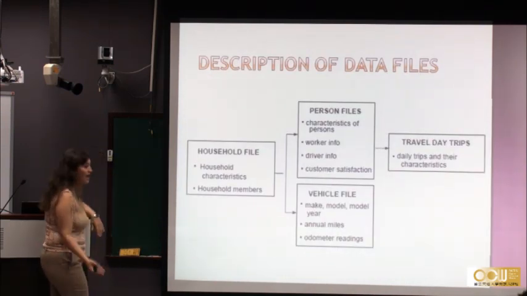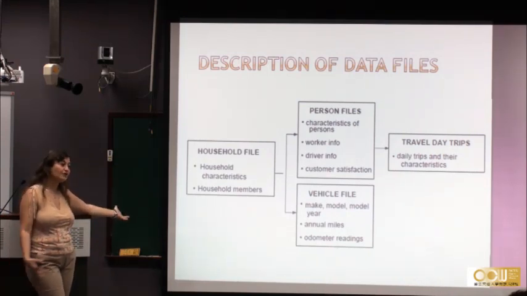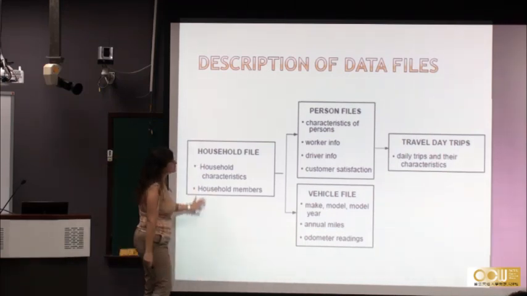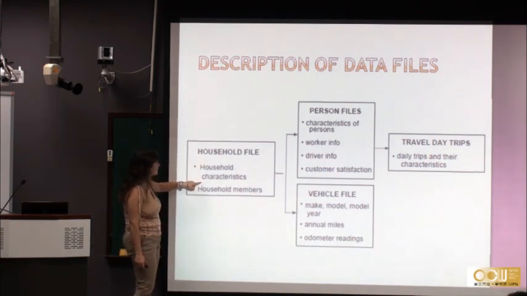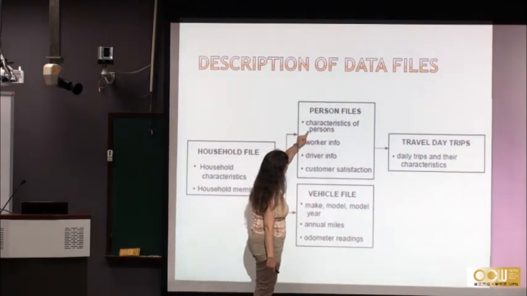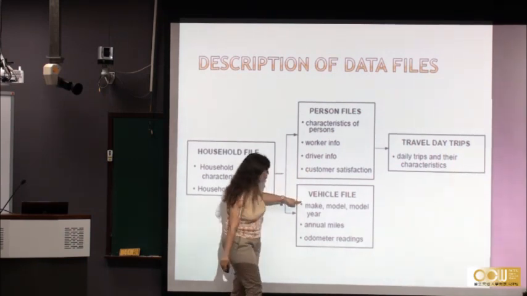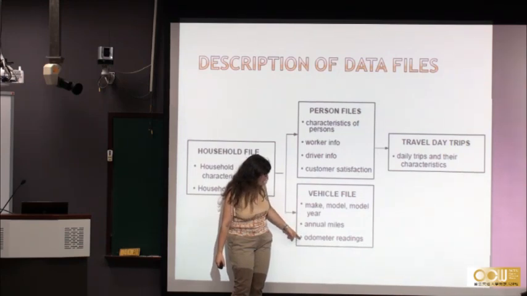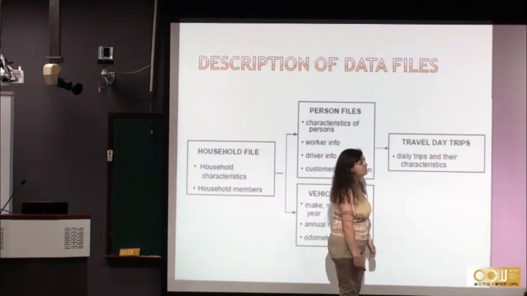Now, how to use the data. As I said, you can get this data. If you don't have data for Taiwan, you can use that data. So that's how my students have organized their work. You have a household file with household characteristics and household members. You have a person file. You know the characteristics of each person, of the worker, the driver, and the customer satisfaction. You have the vehicle file, make, model, year, annual miles, and odometer readings. And you have trips, daily trips, and their characteristics.